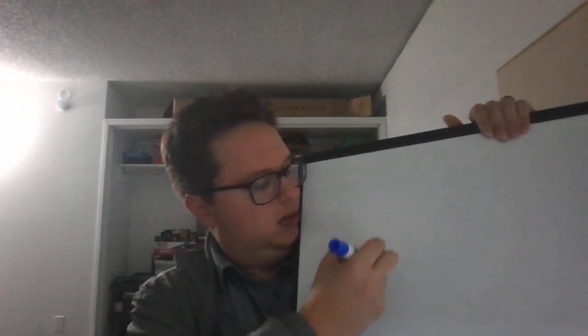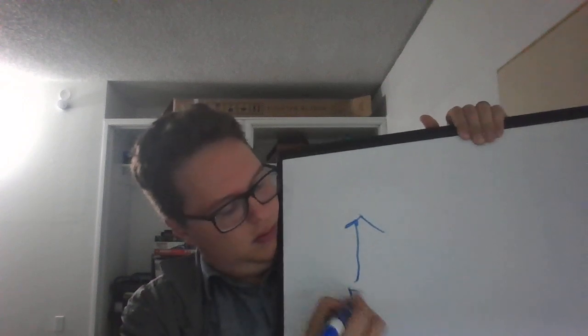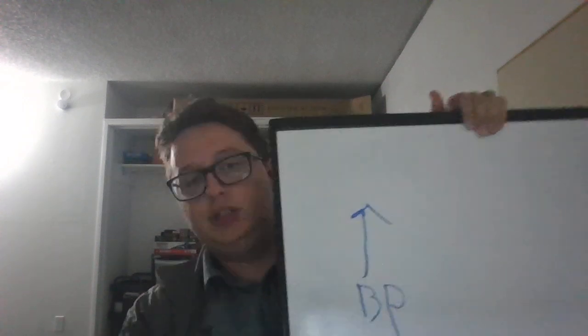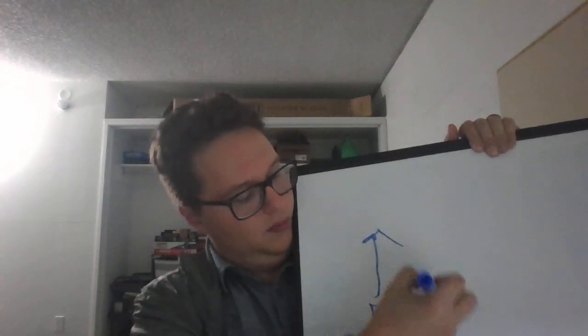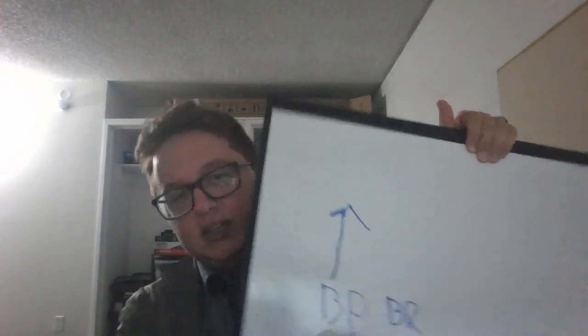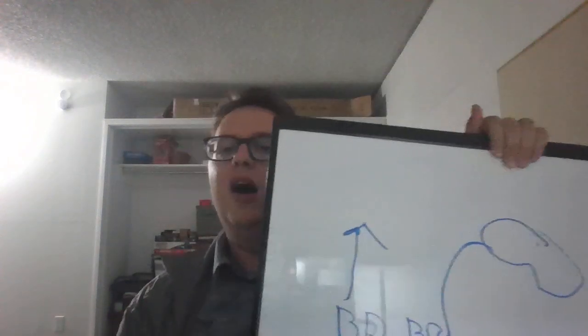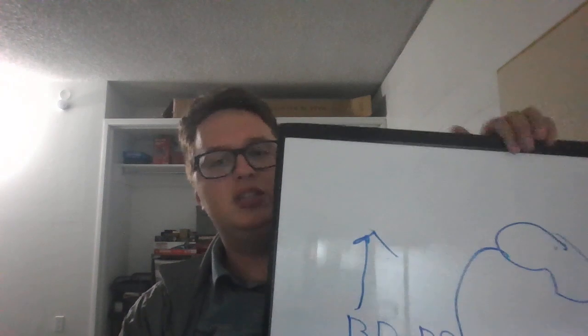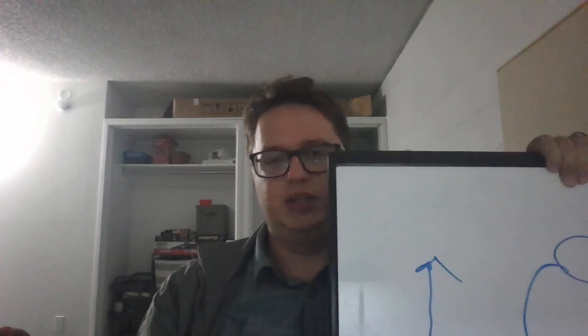If blood pressure rises, blood pressure's going up, then baroreceptors send signals to the brain, which act to decrease heart rate and contractility, dilate the vessels and lower the pressure.